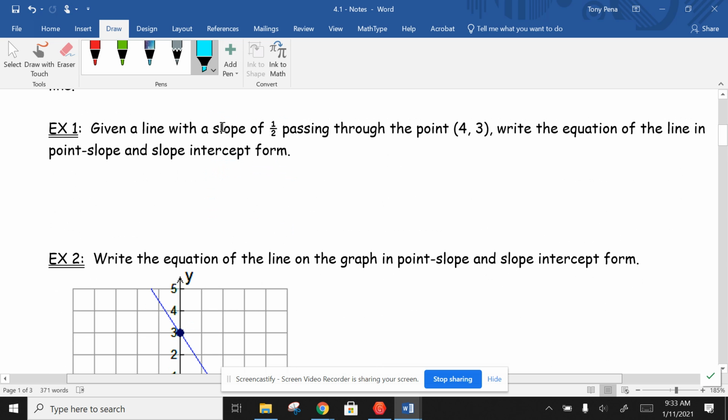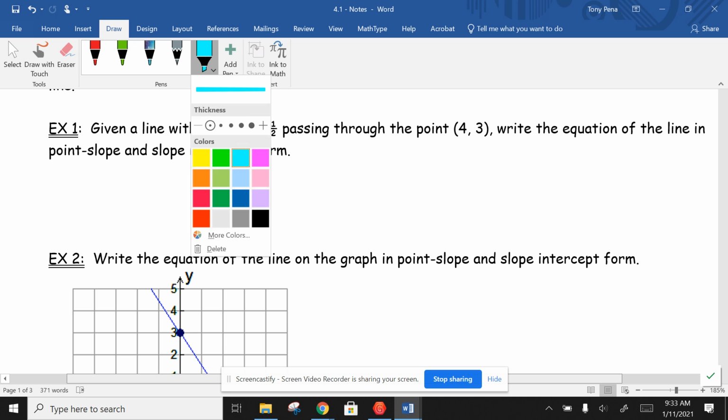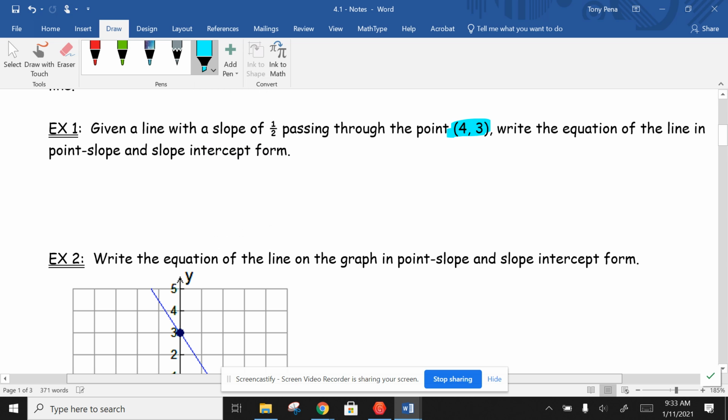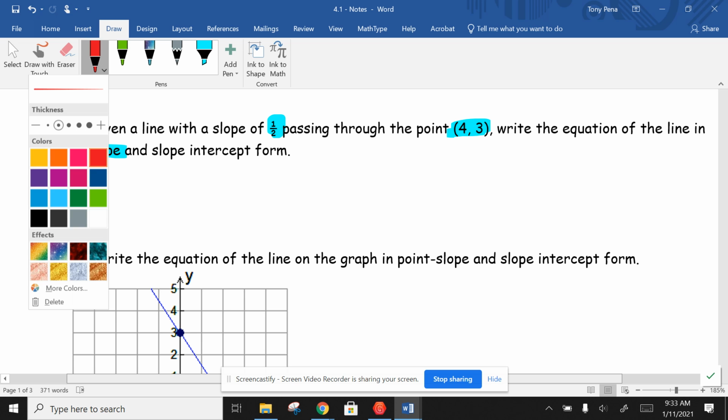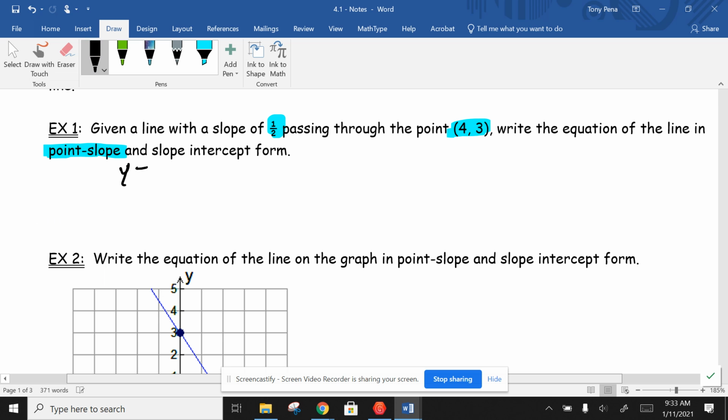If I gave you a line with a slope of 1/2 passing through this point, write the equation of the line in point slope and in slope intercept form. Since the two things you are given right now are a point and a slope, that's the form we would want to start with. So I have it at the top, but since it's our first one, I'll still rewrite the original looking formula for point slope.